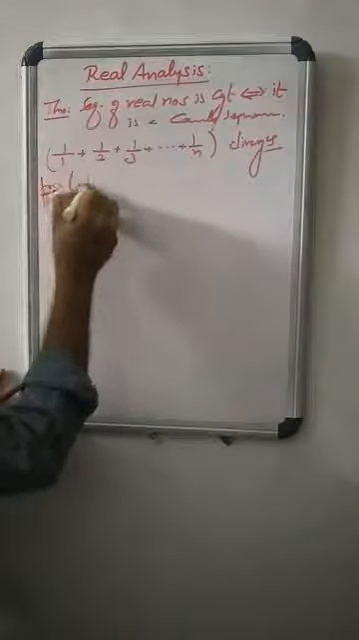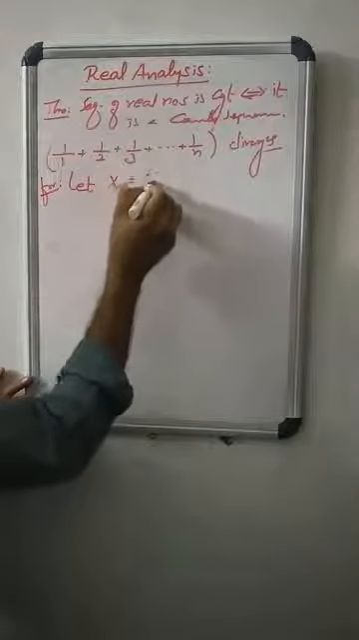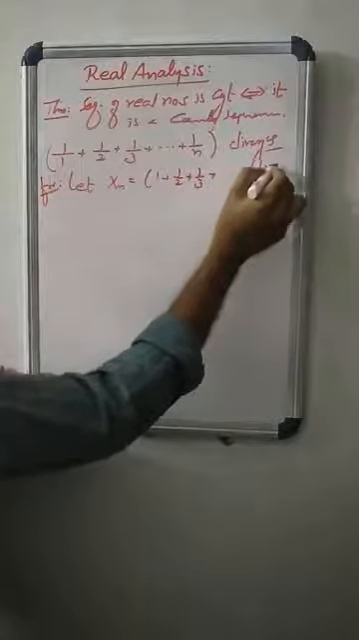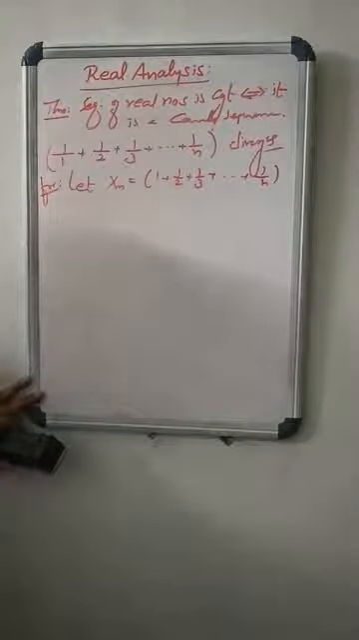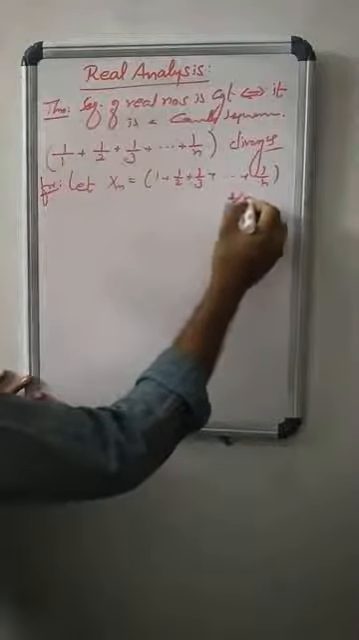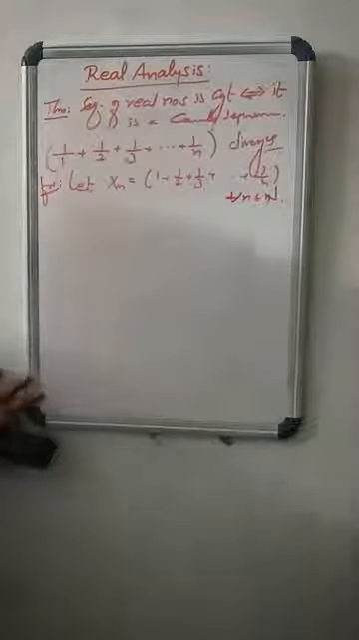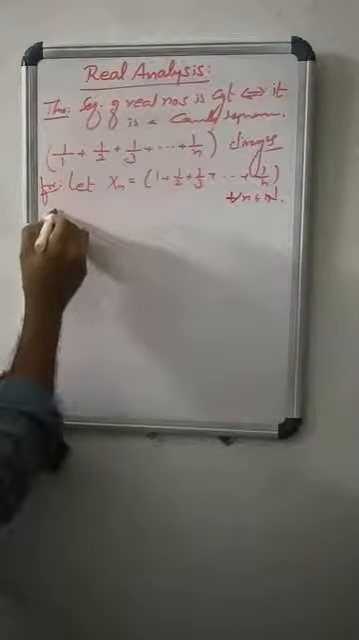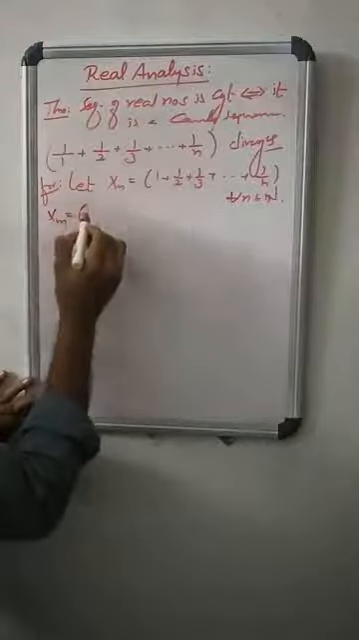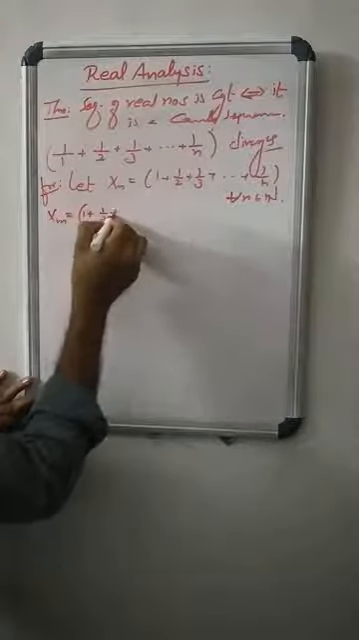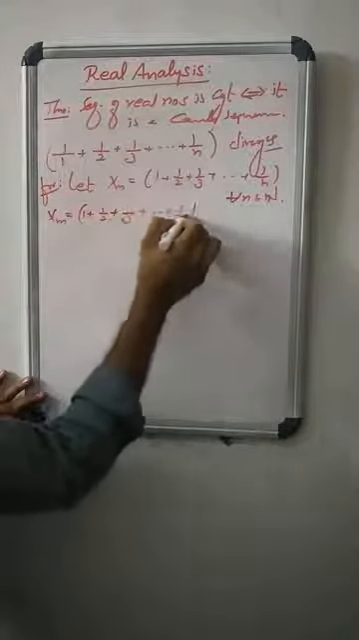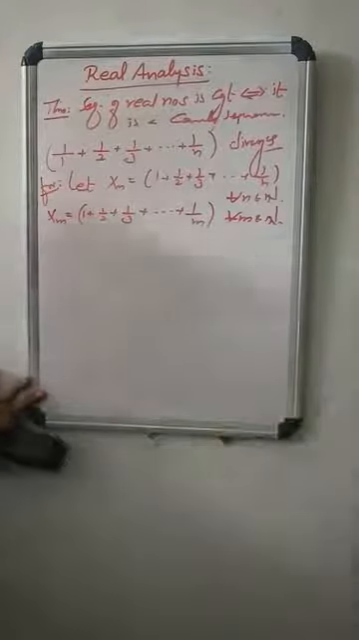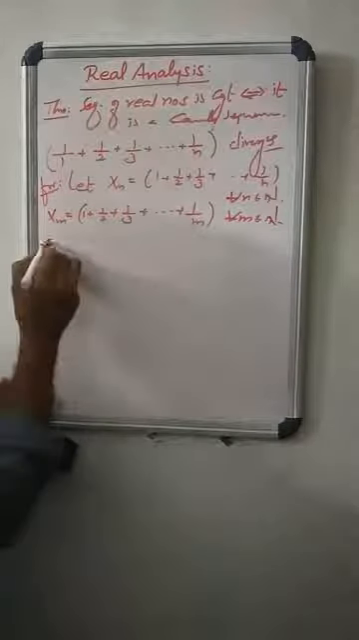Let xn equals 1 plus 1 by 2 plus 1 by 3 plus etc. plus 1 by n, for all n in N. Clear? So what is xm? xm equals 1 plus 1 by 2 plus 1 by 3 plus etc. plus 1 by m, for all m in N.